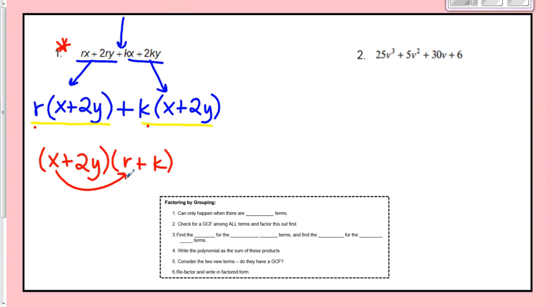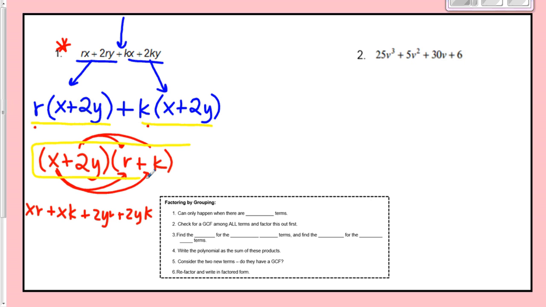Okay? Now, if I multiply this guy out, I am going to come back to my original problem up here. So x times r is xr, x times k is xk, 2yr, 2yk. Now, it's in a different order, but it is those four terms again. Okay? So this would be my final answer right here. Now, again, I could not find a factor that was common between all four at the very get-go, but that did not mean I was done. I just had to group it into two groups and then do the greatest common factor.